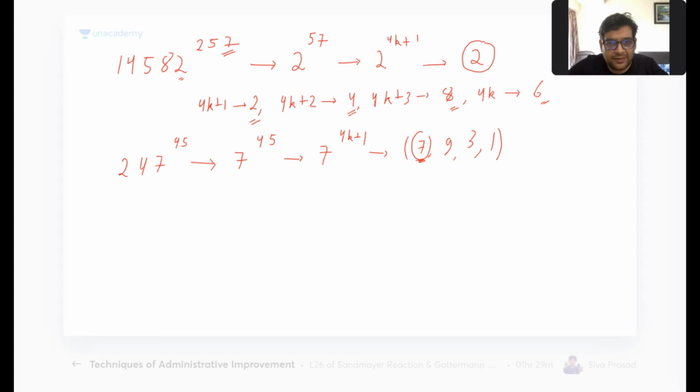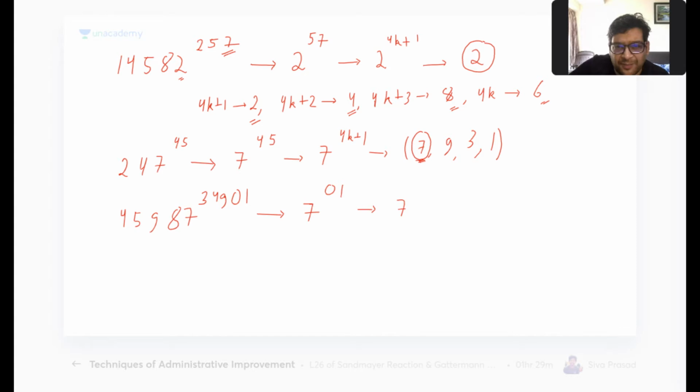My answer will be 7 here. Let's have a look at another one. Siddharth Mahajan is saying 45987 raised to the power of 3490 1. Once again, the only thing that matters in the base is the last digit. The only thing that matters in the power are the last two digits. 7 to the power of 01.